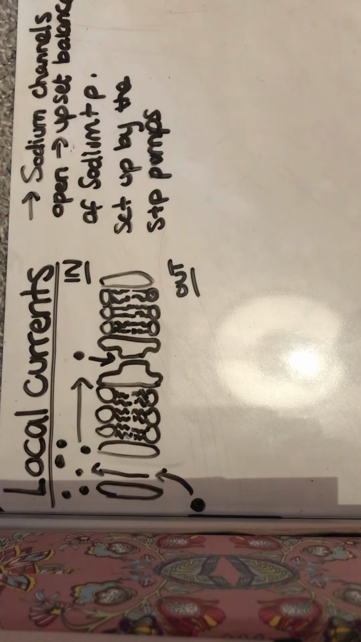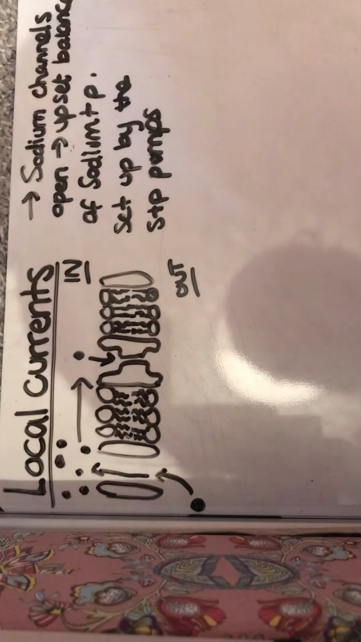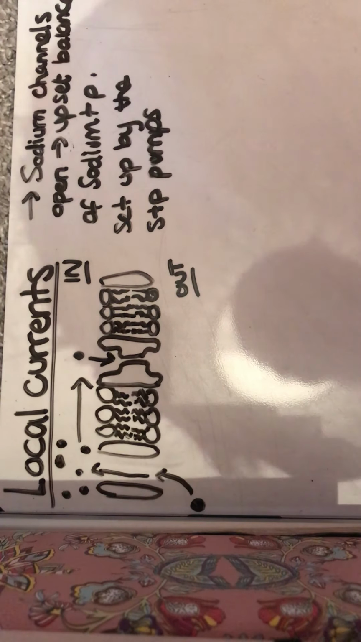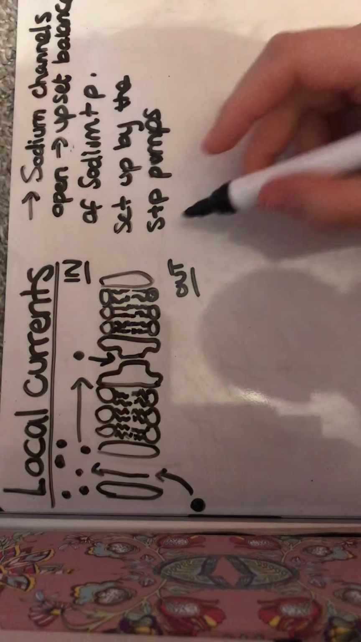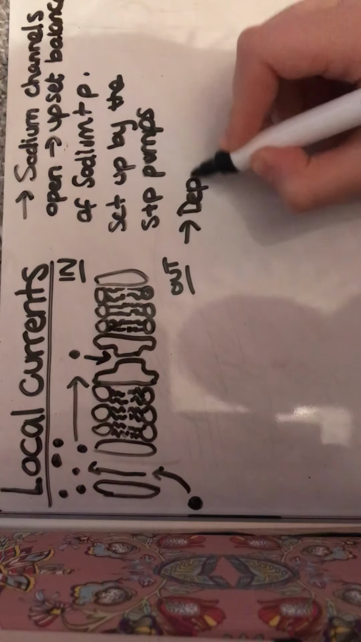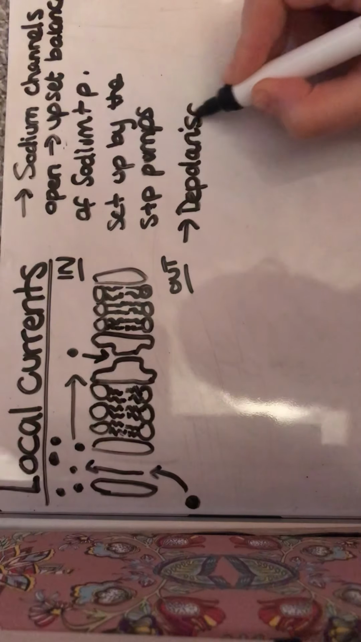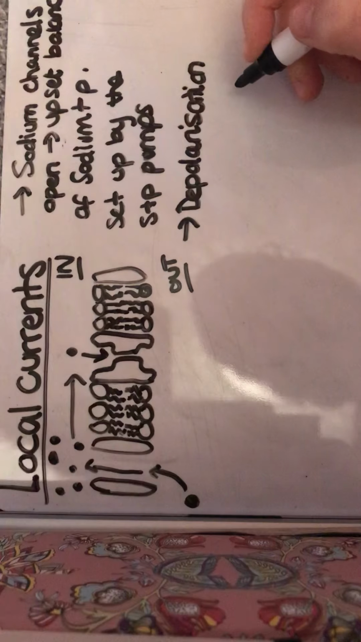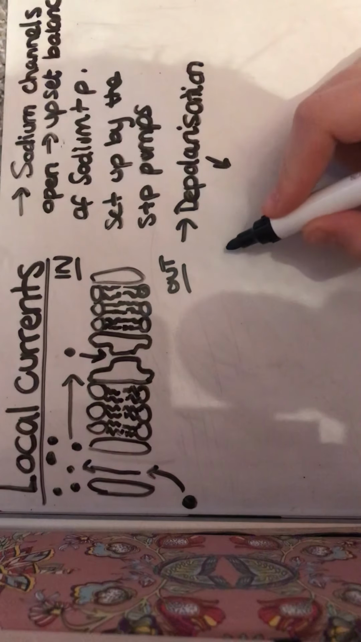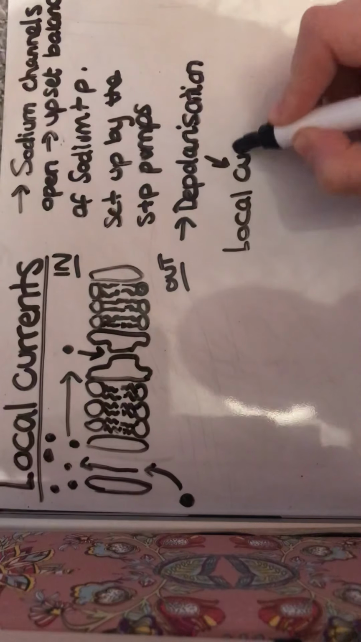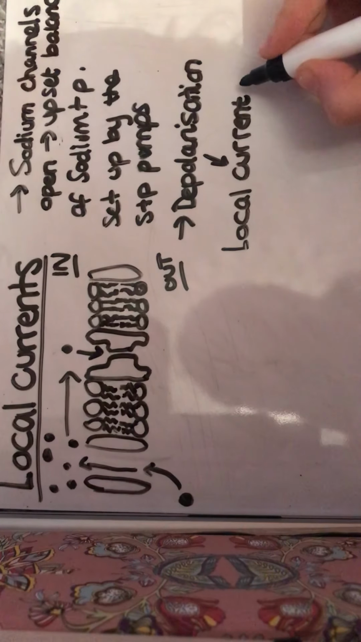So what we're saying here is that by our sodium channels opened at one end of the neuron, we are now going to upset that balance, so the neuron inside won't be as negative as it needs to be for our action potential. So when the sodium ions flood into the neuron, it causes depolarization. And the depolarization is what causes the local current that's in the cytoplasm.